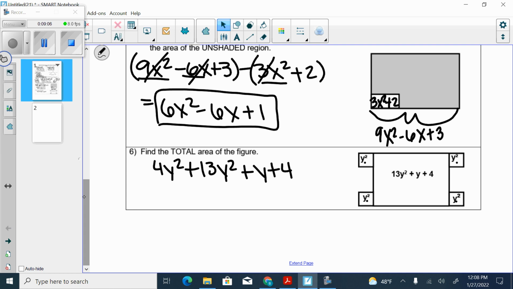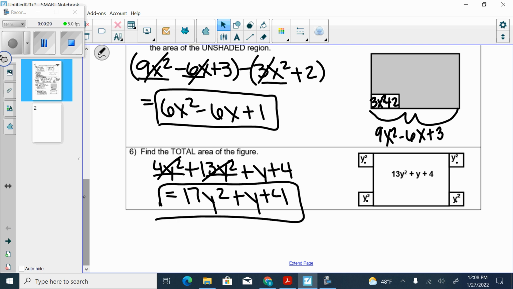So what are my like terms? The y squared. Very good. So if I add those together, we would get, good. So I have 17y squared. And then there's nothing for me to combine with those other two terms, so we just bring them down exactly as they are. And there's our total area.